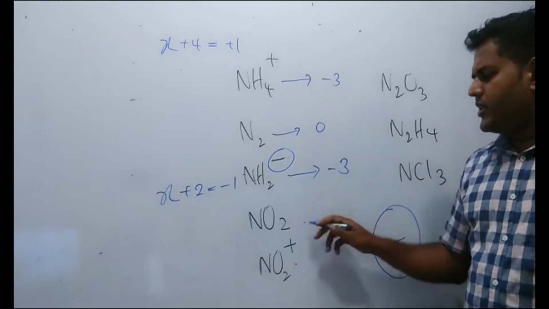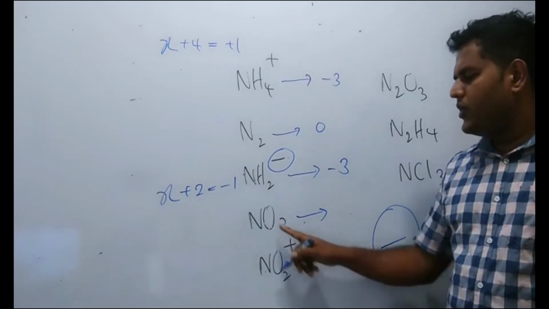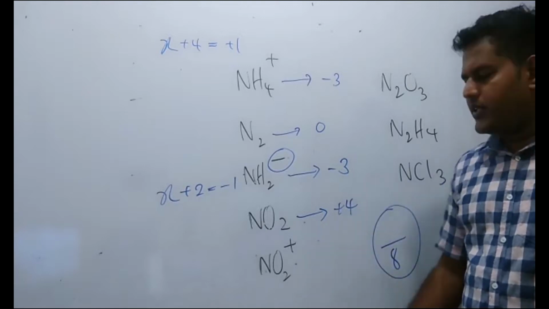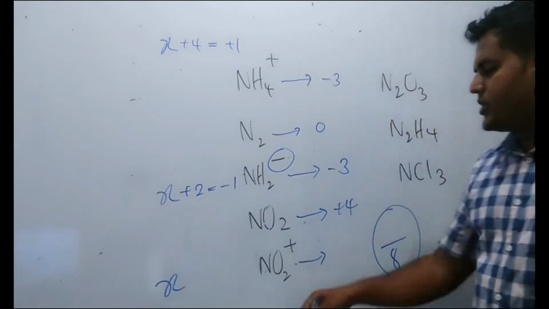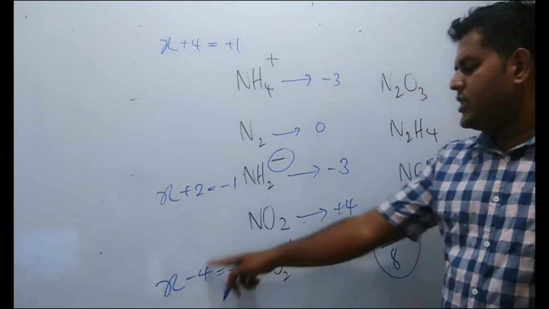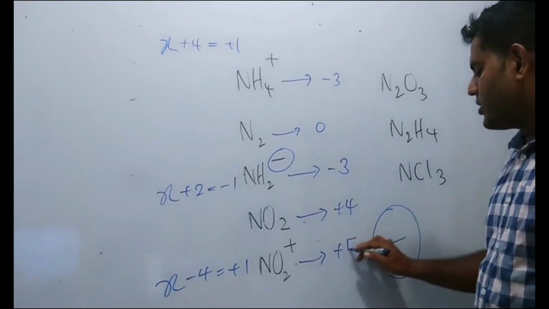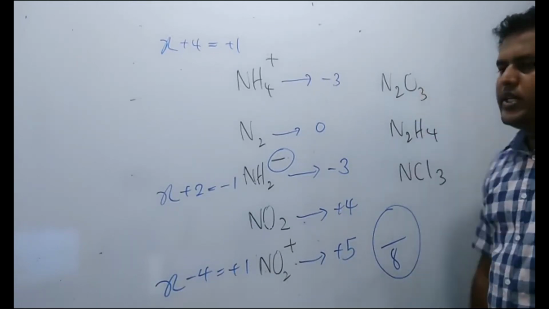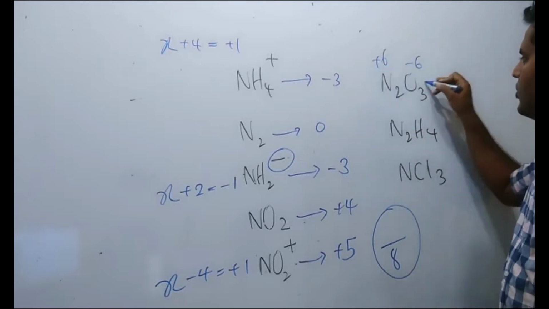NO2: 1 oxygen is minus 2, 2 oxygens minus 4, so nitrogen is plus 4. For NO2 plus, use the equation. Nitrogen X, 2 oxygens minus 4 should equal the charge plus 1. Put the minus 4 to this side, so plus 4 plus 1 is plus 5. Then N2O3: 1 oxygen is minus 2, 3 oxygens minus 6, 2 nitrogens plus 6, so 1 nitrogen plus 3.